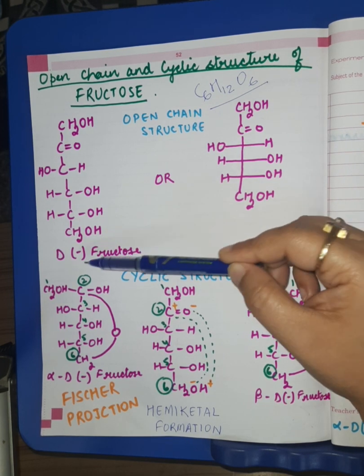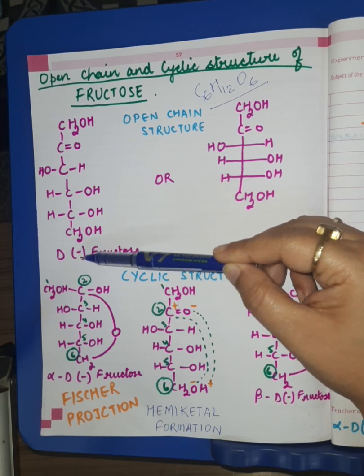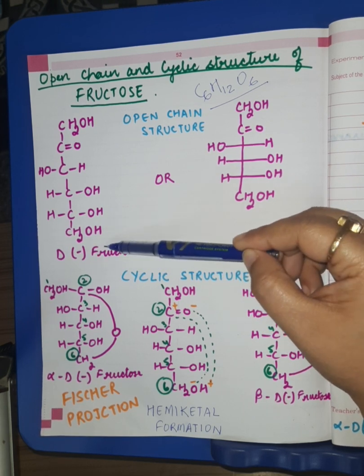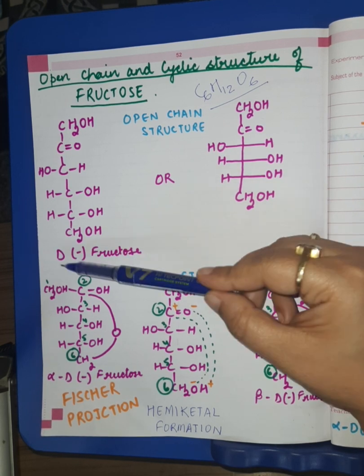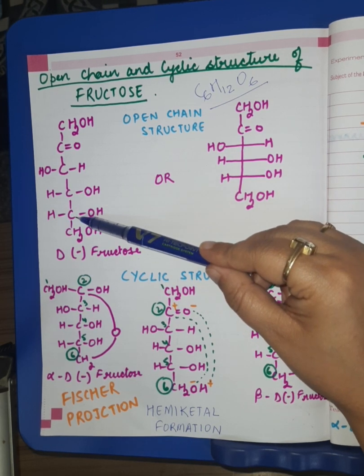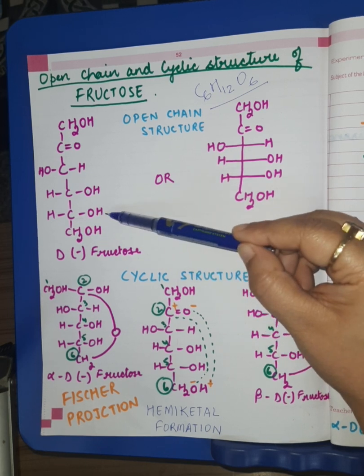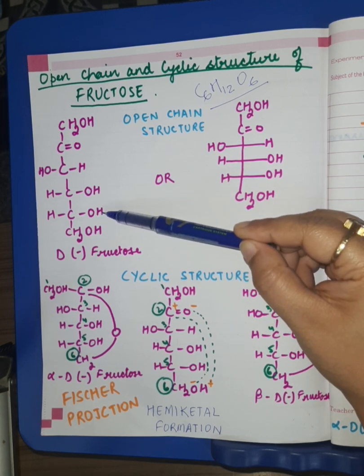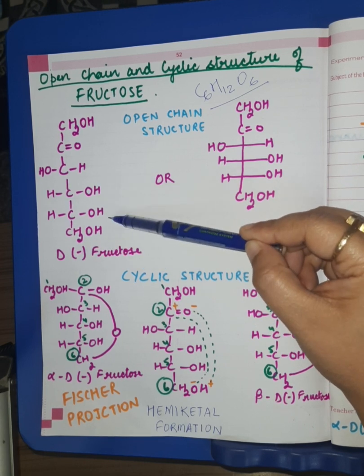Since fructose is levorotatory, its optical rotation has a negative sign. On that basis, the complete name of the open chain structure of fructose is D minus fructose. D stands for its configuration with respect to the fifth carbon adjacent to the CH2OH group. So the D configuration is due to this particular reason. Minus is for the optical rotation of fructose.